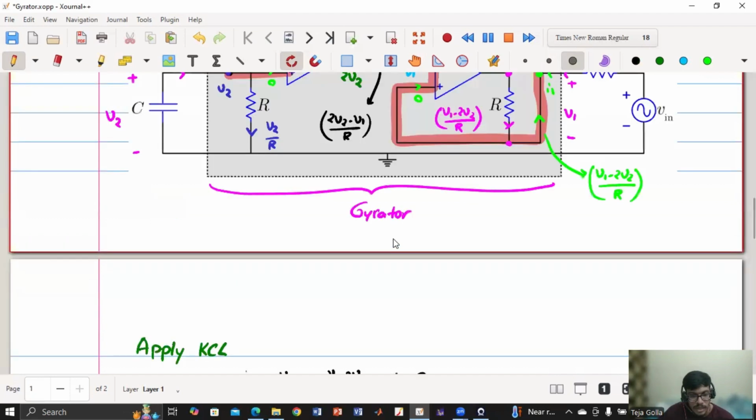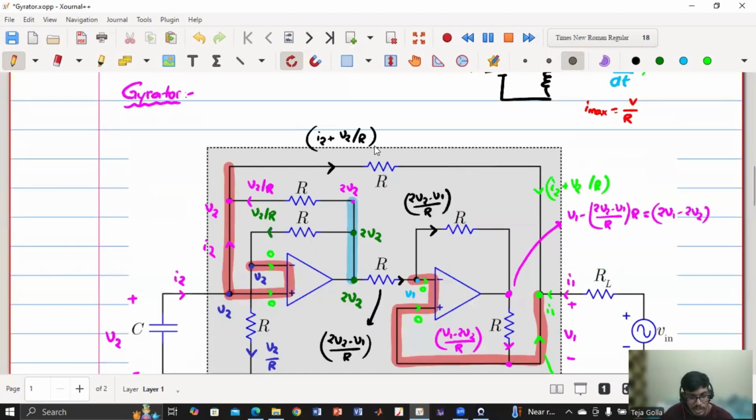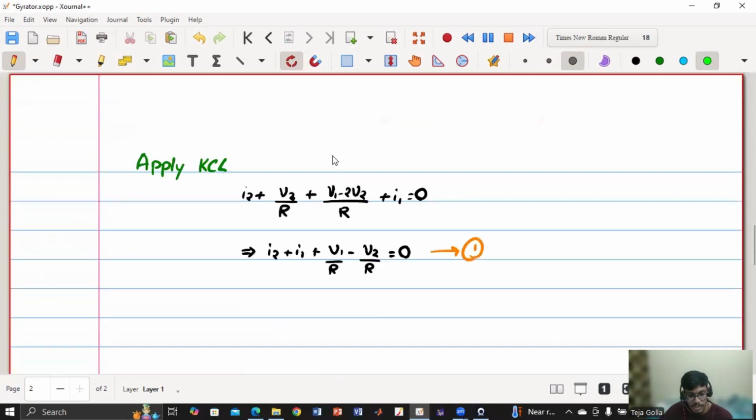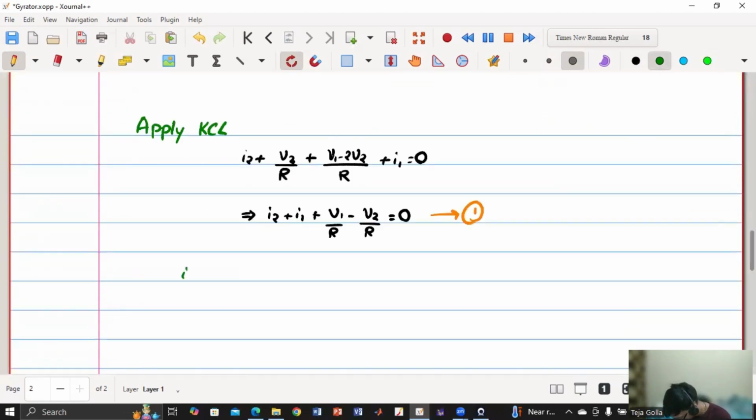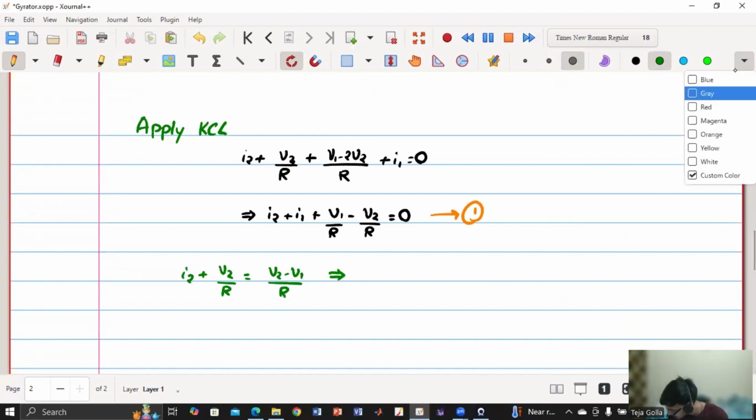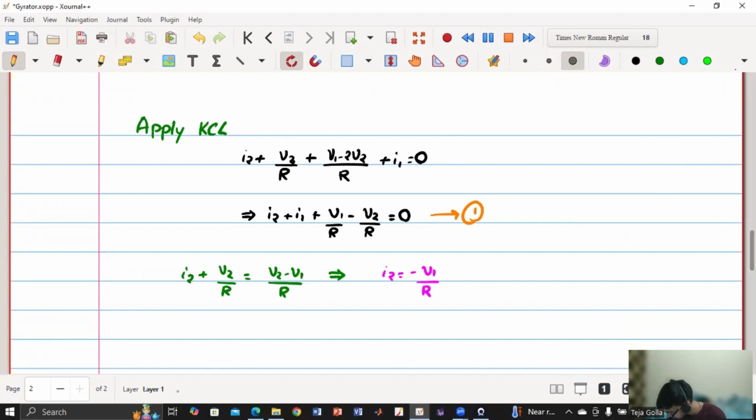Now if you see, the current flowing through this resistor is I2 plus V2 by R, but the left terminal of this is at the potential V2 and the right terminal is at the potential V1. So this current is also equal to (V2 minus V1) by R. So we will get another equation: I2 plus V2 by R is equal to (V2 minus V1) by R. So from here, you will get I2 is equal to minus V1 by R. So this gives me one equation.